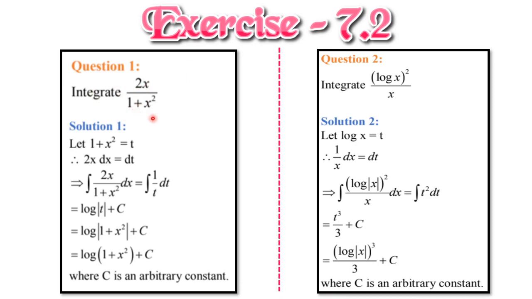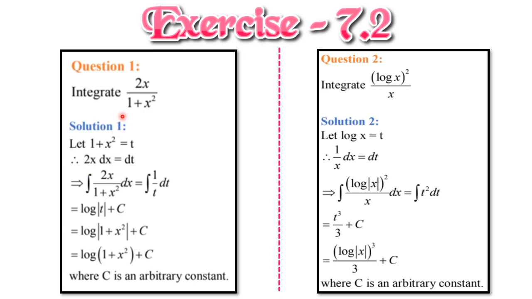Integrate 2x upon 1 plus x square. Students, it's clearly visible that the derivative of this denominator is here in the numerator. So substitution will work. We have to assume this denominator as t. When we take the derivative, it will be 2x equal to dt upon dx. So dx will go to the left side and we write it like this: 2x dx equal to dt.